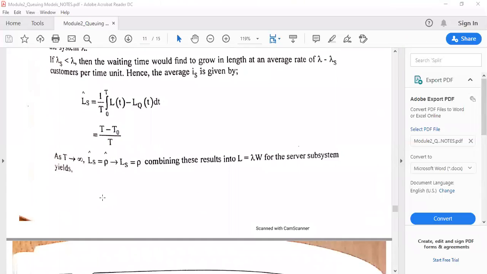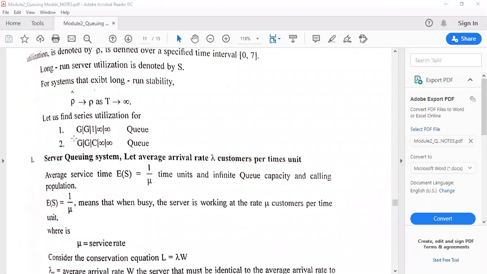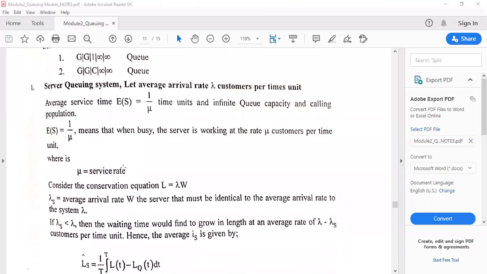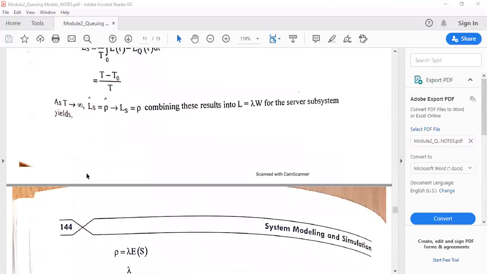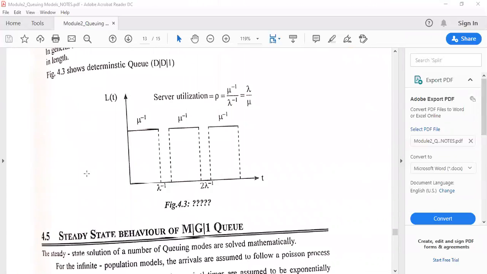These are the different types of server utilization which they calculate for the two types of queuing system, the G/G/1/infinity/infinity queue. This is the same as your queuing model notation A/B/C/N/K. Infinity means the calling population is infinity, and G is your general queuing system, that is, an arbitrary queuing system.